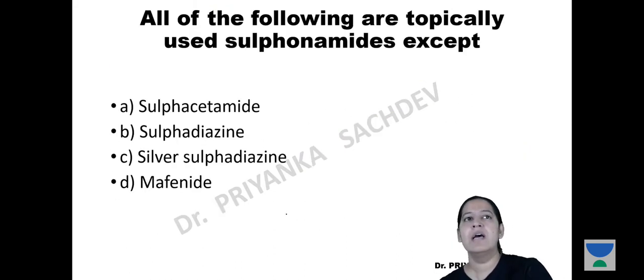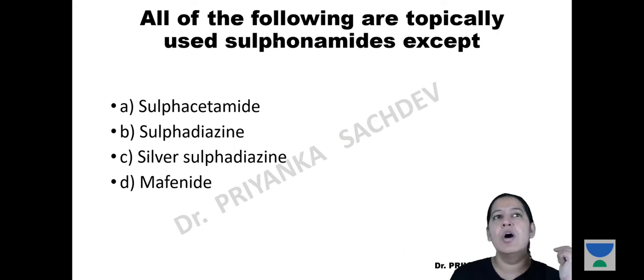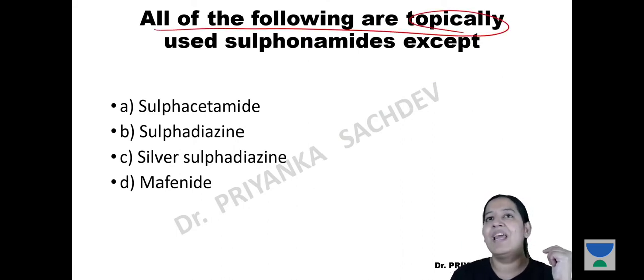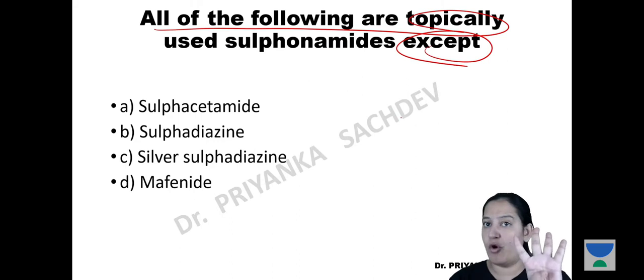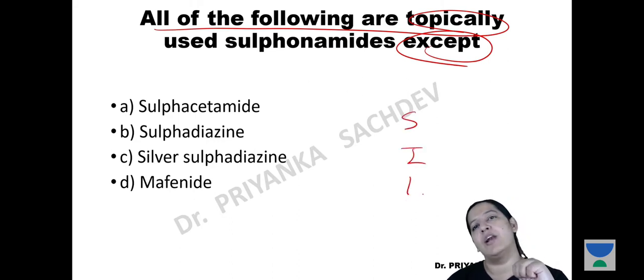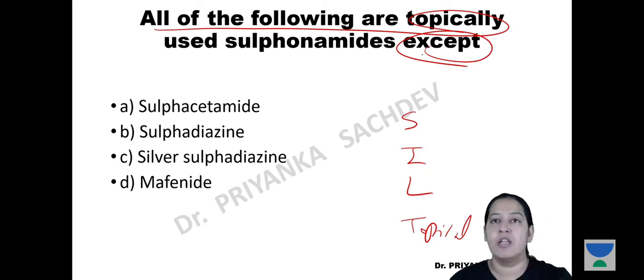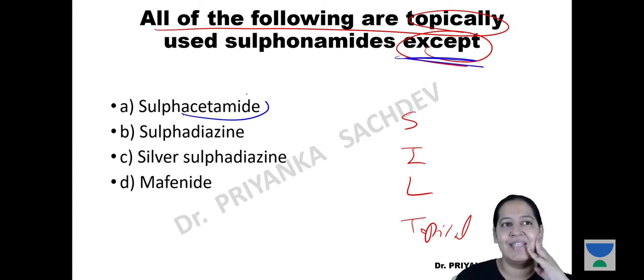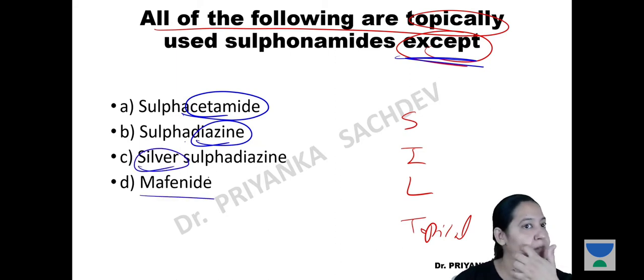Have you got it? This is the next question in front of you. Be fast. All of the following are used topically except topical. I have told you 4 classification: short acting, intermediate acting, long acting and topical. Which ones are topical? Except is asked in the question. The question contains except. Sulfacetamide, sulfadiazine, silver sulfadiazine and mafenide.